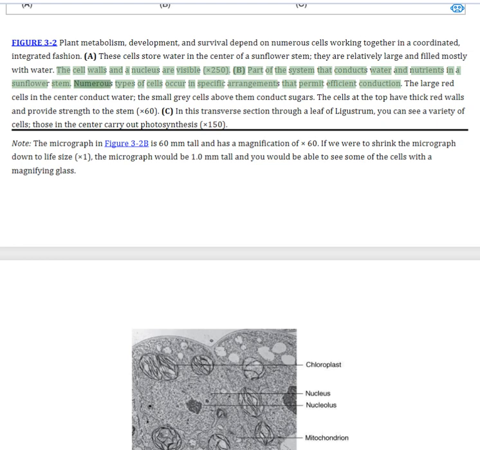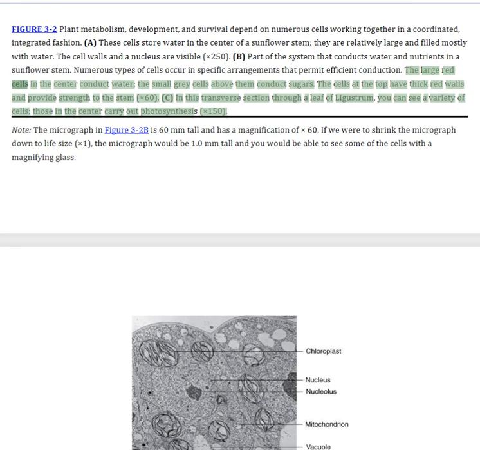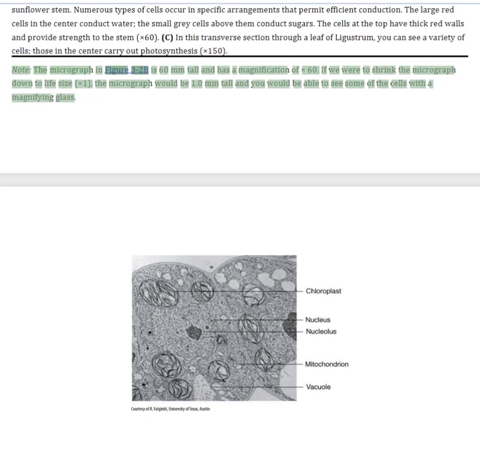stem. Numerous types of cells occur in specific arrangements that permit efficient conduction. The large red cells in the center conduct water, the small gray cells above them conduct sugars. The cells at the top have thick red walls and provide strength to the stem. In this transverse section through a leaf of Ligustrum, you can see a variety of cells. Those in the center carry out photosynthesis. Note, the micrograph in Figure 3.2b is 60 mm tall and has a magnification of 60.